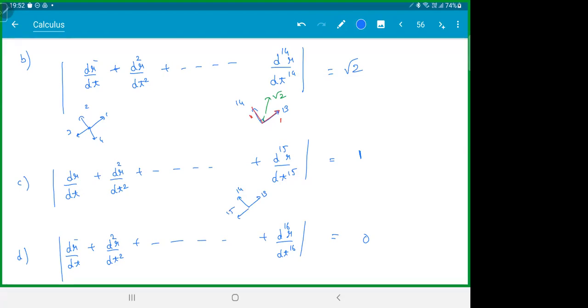Check your answers. In these kinds of questions, the possible answers are 1, root 2, 0. Please check. Any doubts on this, please ask me. B is a good one. It's not 2, it's root 2, because both the vectors will be perpendicular. Clear? Any doubts on this?